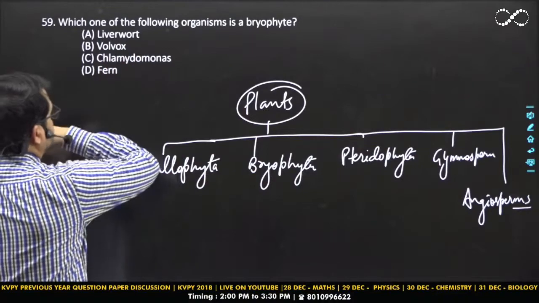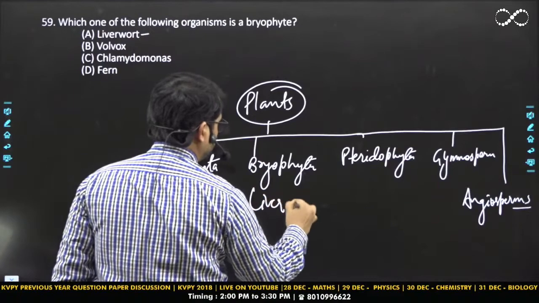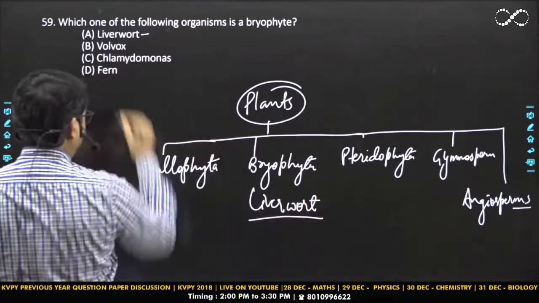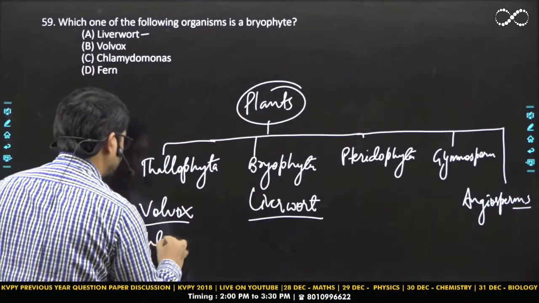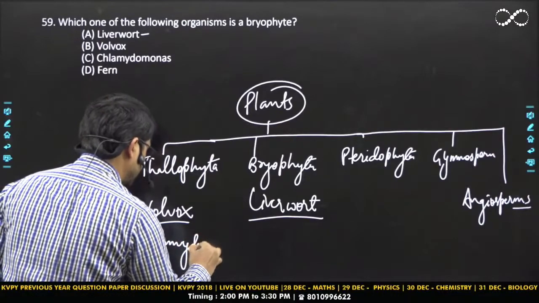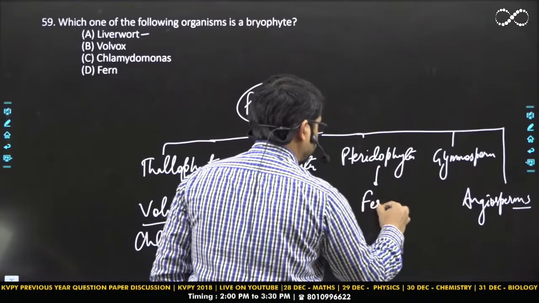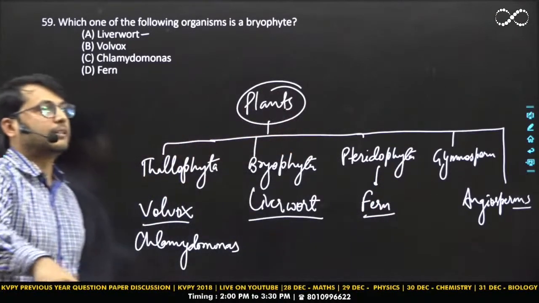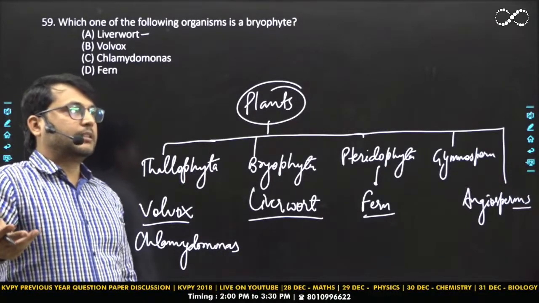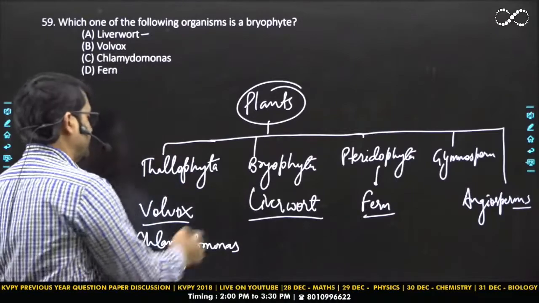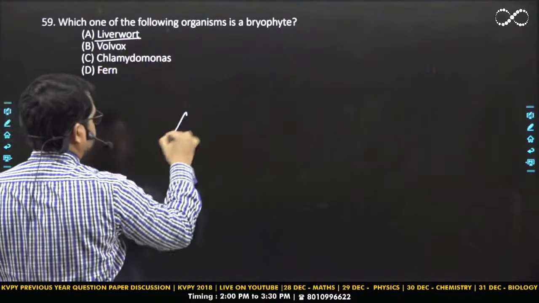अब इसमें से हम लोग example देखना चालू करते हैं. Liverwort, it is a bryophyta. Liverwort is a bryophyte. Volvox is a member of thallophyta. Chlamydomonas किसका member है? Thallophyta. And fern is a member of pteridophyta. Correct? Great. So everybody has given the right answer, A. Very good to see that. So the correct answer is liverwort. Now, let me also tell you a few more things. Liverwort.